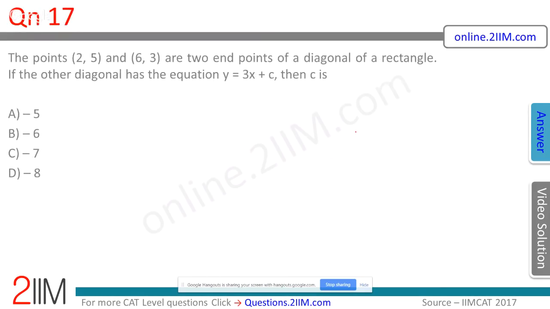Points 2,5 and 6,3 are 2 endpoints of a diagonal of a rectangle. Amazing question. I think that this is a tough question. 2,5 and 6,3.